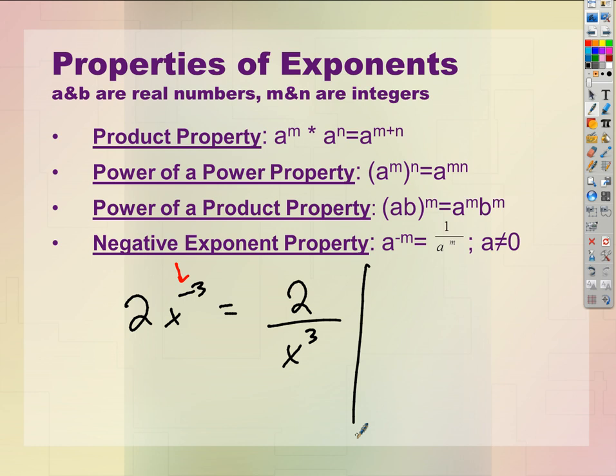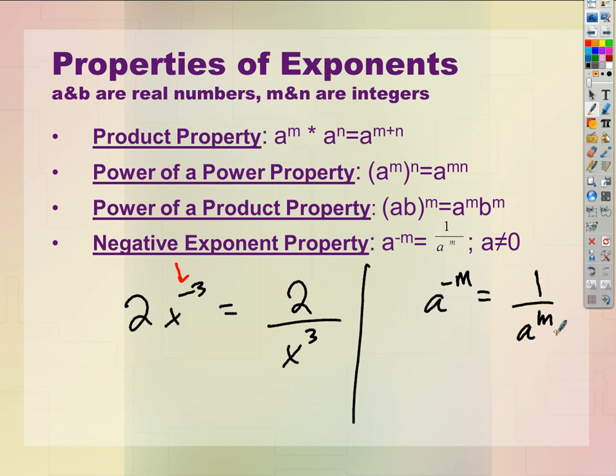Questions on this part over here real quick before I move on? I don't understand this at all. Okay, so why is it a fraction? Because a to the negative m is equal to 1 over a to the positive m. By definition, that's what a negative exponent means.